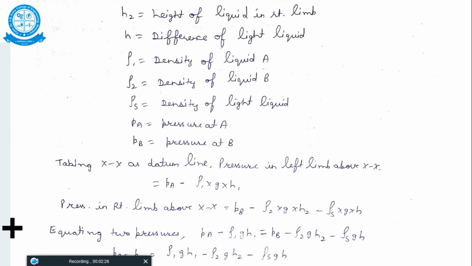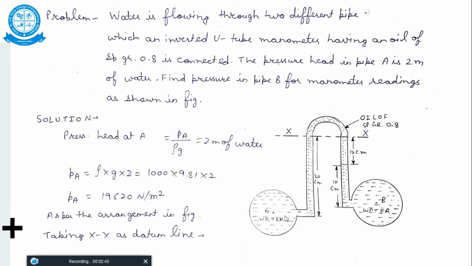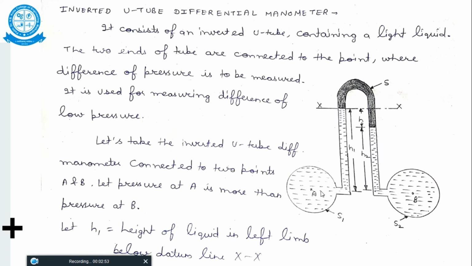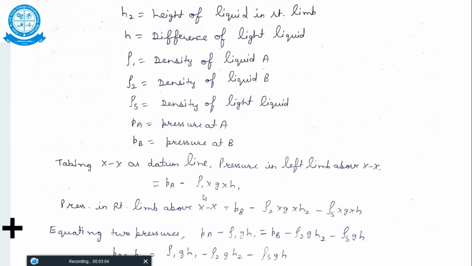So taking XX as the datum line, this is how we can find out the pressure in the left limb above XX. So PA will be the pressure at point A. It is more than the pressure at point B. PA minus the pressure for this liquid available at point A, so it will be rho1 into g into H1. Rho1 is the density of liquid at point A, H1 will be the height in the left limb, and g will be the acceleration due to gravity. This will be the equation for the left limb.